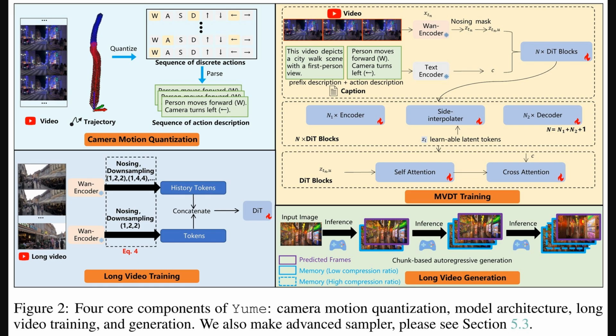Okay, and this figure gives a fantastic visual breakdown of those components. On the top left, we see the camera motion quantization. It takes a real video's camera path and simplifies it into discrete actions, like W for forward. These actions are then fed as text into the model architecture, which uses Masked Video Diffusion Transformers. A diffusion transformer is a type of network that excels at generating video by learning to remove noise. The masking helps it focus. The bottom panels then show how it handles long videos, using compressed past frames as memory to generate the next segment, ensuring consistency.